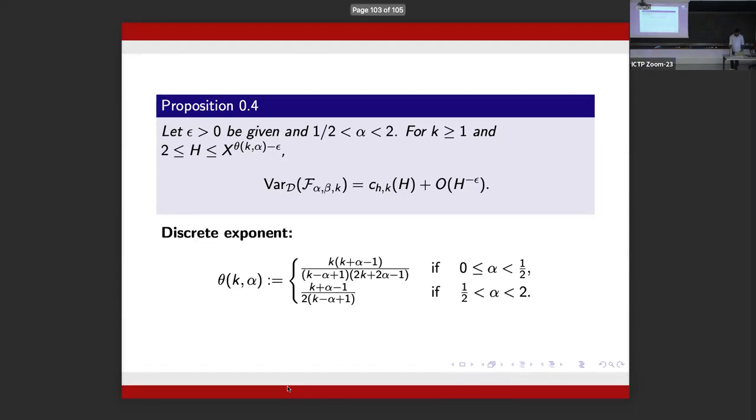But here the exponent is small, and it works this way: when alpha is between 0 and a half, it looks like the first one, and when between a half and 2, it's the second one. So this is obviously much smaller than the continuous version. Combining these two: when epsilon is small, you use the discrete variance; otherwise you replace it by the continuous version by shifting, allowing some error, and then the continuous version for large h. Combining these two, we can get the variance estimate.